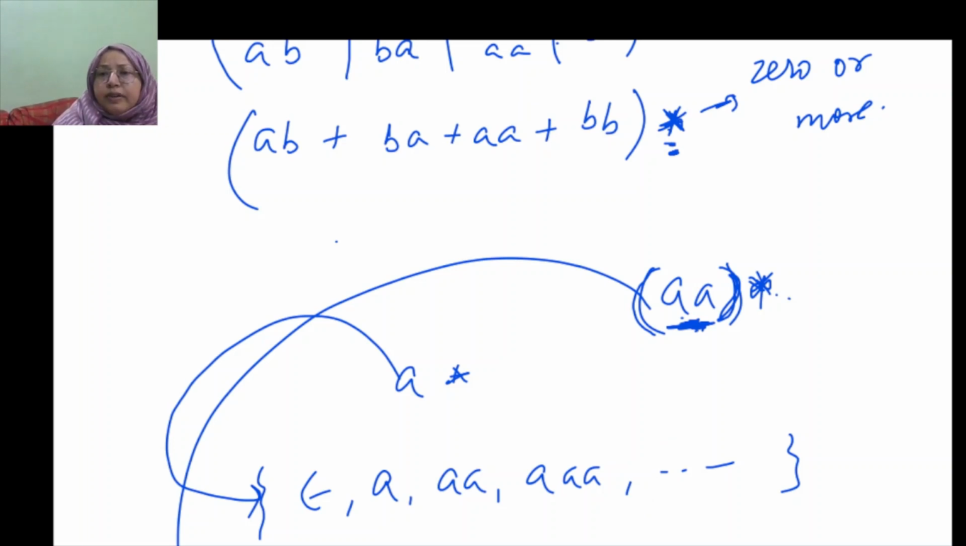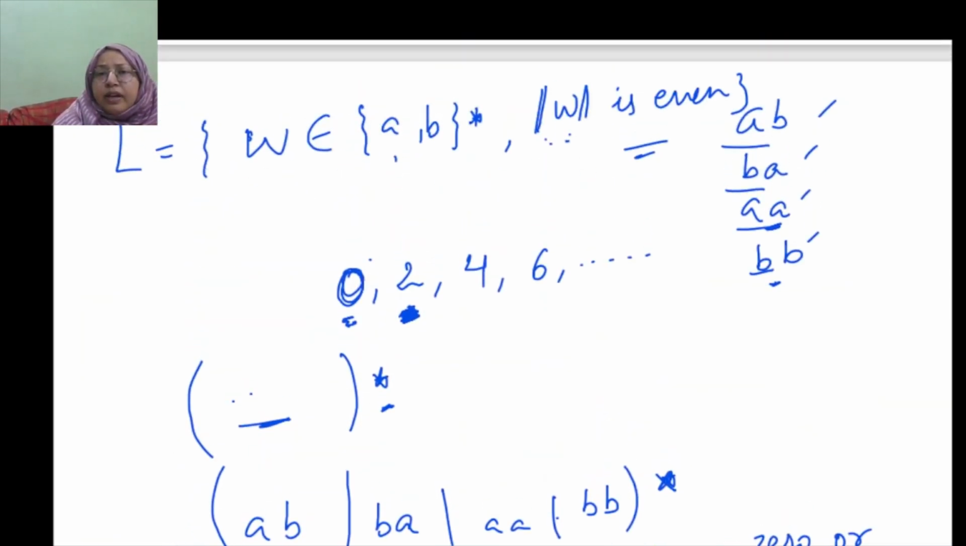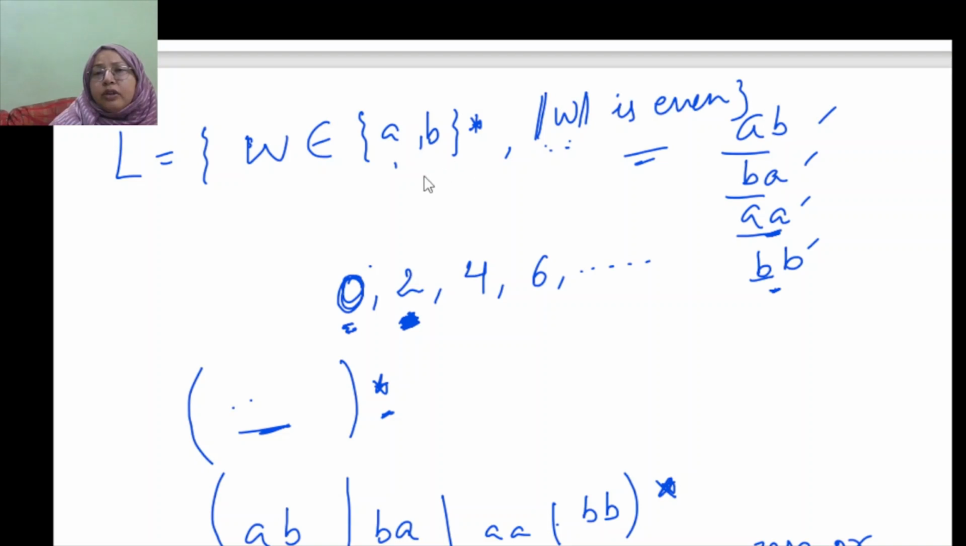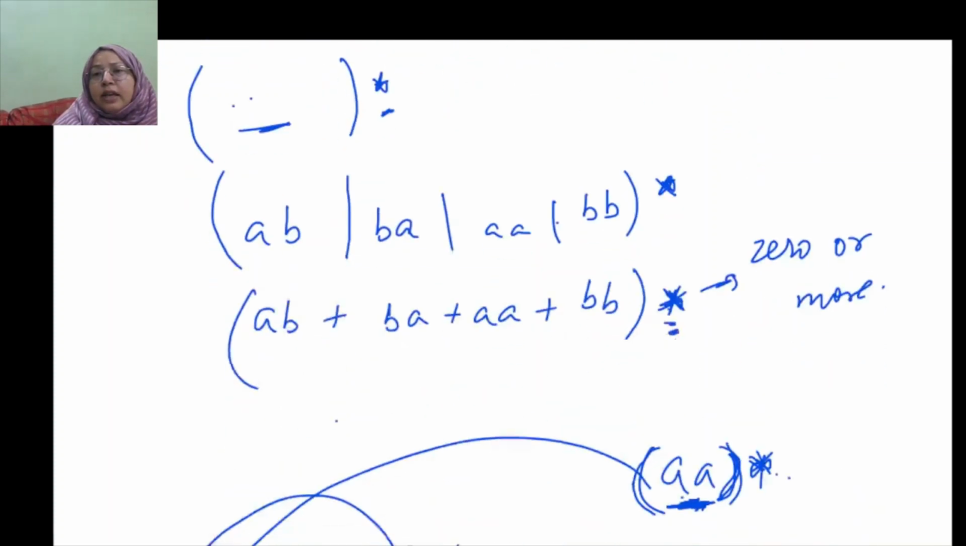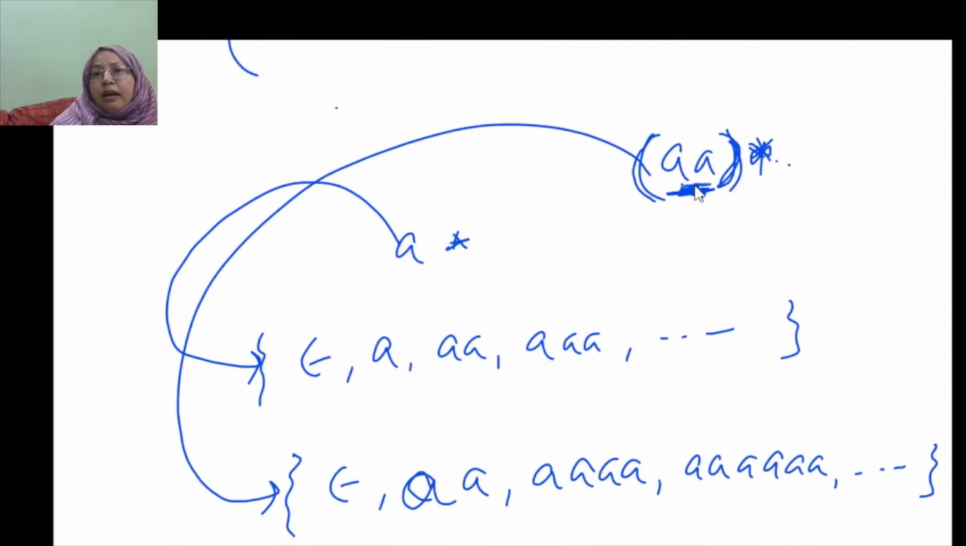So that is what we have discussed here. We are making strings based on A and B. In this case, we are just taking double A whole star. So it can have only double A, double A, double A, and so on. It can have 0 appearances of this, or 1 appearance, or 2 appearances, or 3 appearances, and so on.